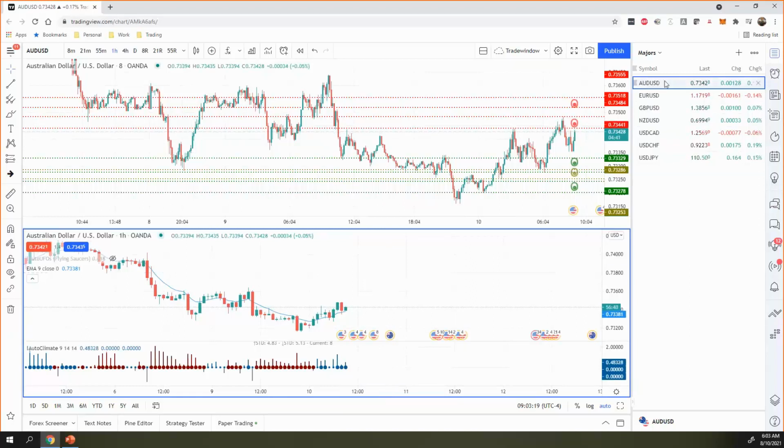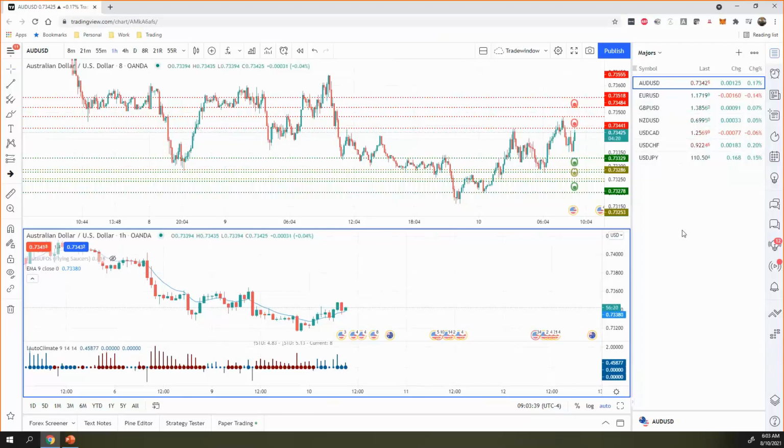Ultimately, once we get through the majors, we're going to also look at some of the minor pairs, and then we're going to switch to crypto to see if we can get some trades going on there as well. All right, so let's go ahead and get started. So the first one that we do have here is the Aussie Dollar.